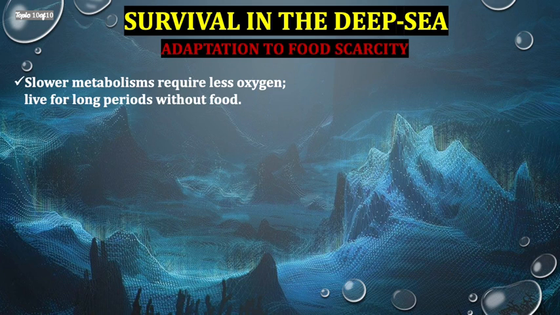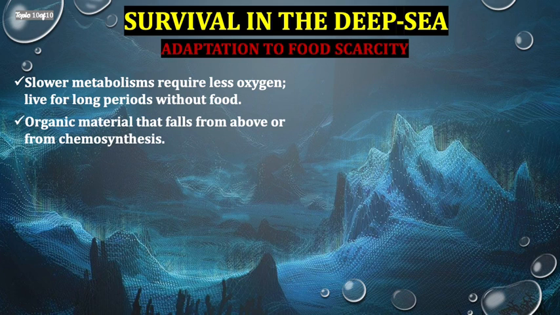Okay, adaptation to the scarcity of food in the deep sea. For many organisms in the deep sea, metabolism requires only a small amount of oxygen in the water, and by doing that, they can live for a very long period of time without consuming food. Typically, the food in the deep sea community comes from organic material that falls from above, the surface of the water.